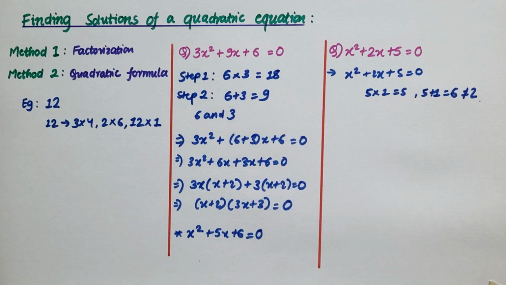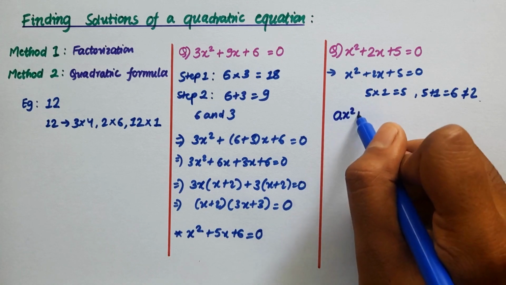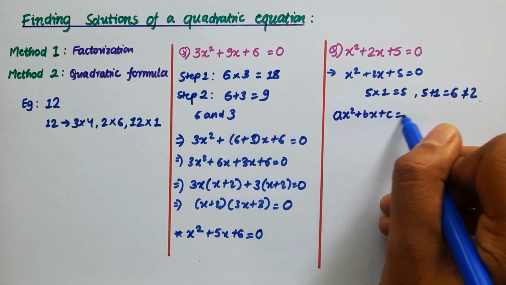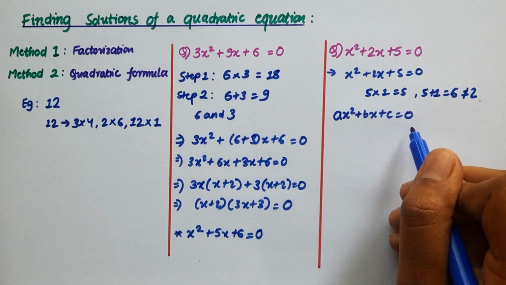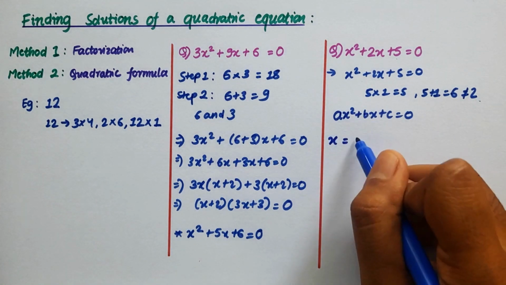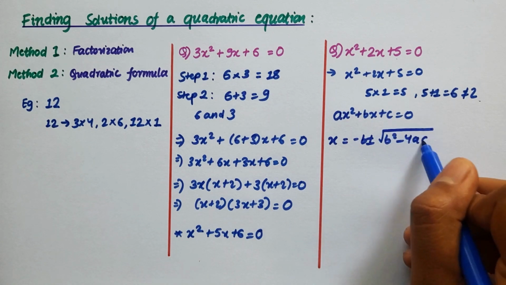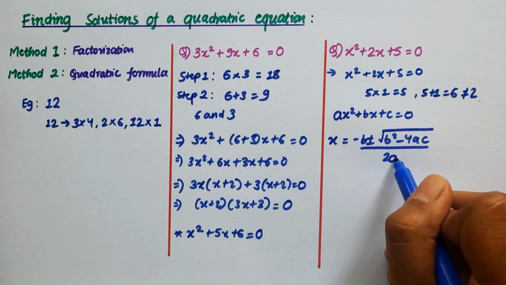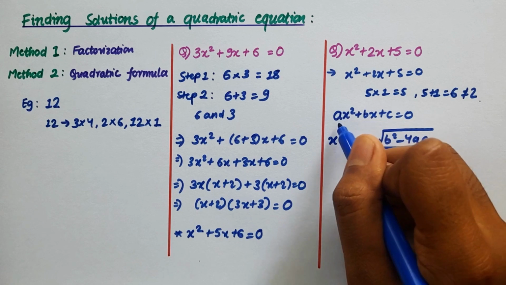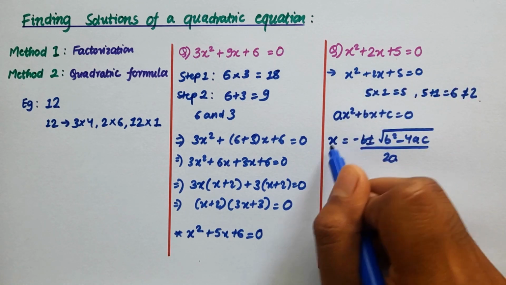In this case, what we can do is apply the quadratic formula to find out the values for x. Let's say I have an equation ax square plus bx plus c is equal to 0. And for this equation, if I were to find out the value for x, then I'll be using the formula x is equal to minus b plus minus under root b squared minus 4ac over 2a. And on substituting the values of a, b and c from this equation into this formula, we would get the values for x.